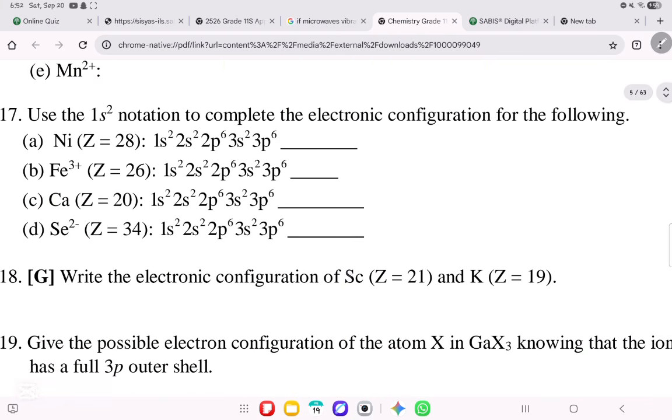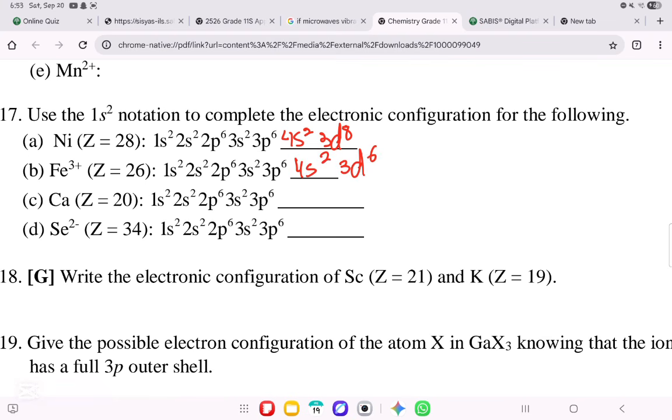Use the 1s2 notation to complete the electronic configuration for the following. We start with 1s2, 2s2, 2p6, 3s2, 3p6. This is all now 18. We need 10 more. So we'll write 4s2, 3d8. Just like that, we reached 28. Perfect. Now Fe3 plus, in my opinion, do Fe regularly and then remove the 3 electrons. So it's gonna be 1s2, 2s2, 2p6, 3s2, 3p6. So that's 18, 26 minus 18, there's 8 left. So 4s2, 3d6.